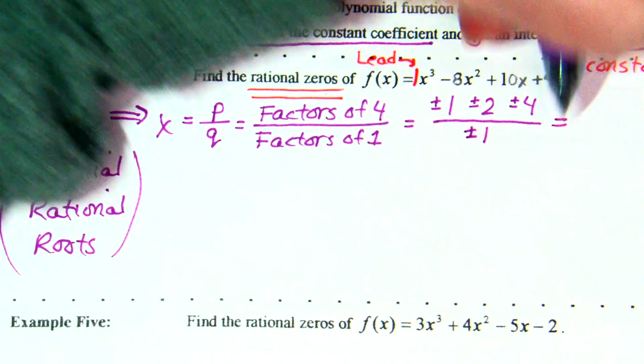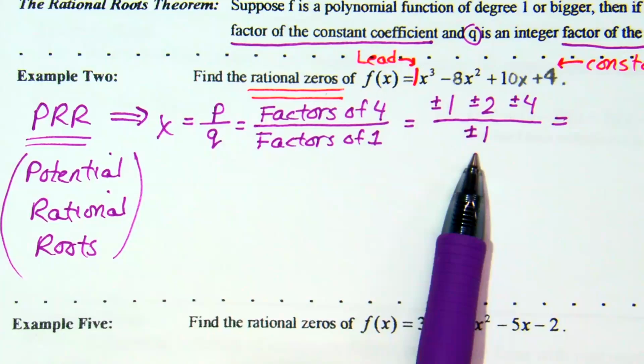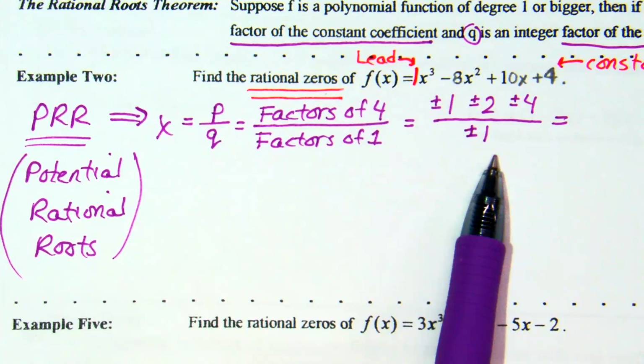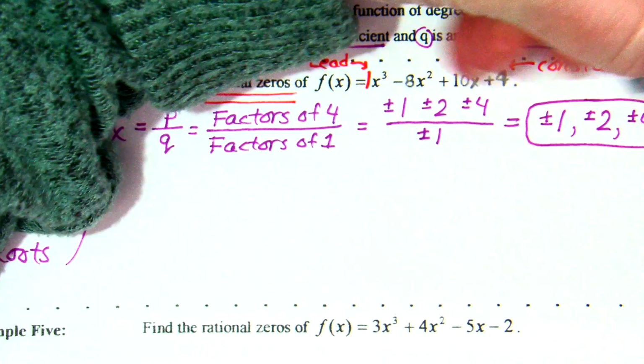Now, whenever we list our PRRs, our potential rational roots, I'm not going to leave them in this fraction form. I'm going to go through and pair them up. So like in this case, I only have one number in the denominator, and that's the 1, right? So what is 1 over 1? 1. So plus or minus 1 is an option. What's 2 over 1? 2. 2 divided by 1 is 2. So we have plus or minus 2. And what's 4 over 1? 4. So my potential rational roots are plus or minus 1, plus or minus 2, and plus or minus 4. Now, this is not what the question is asking for as the end result.